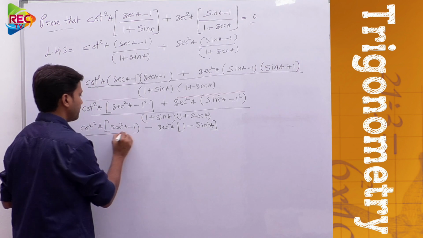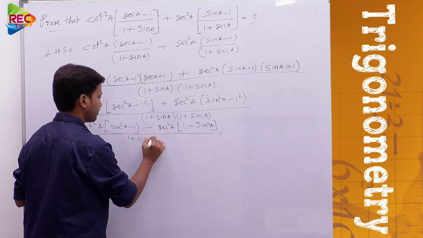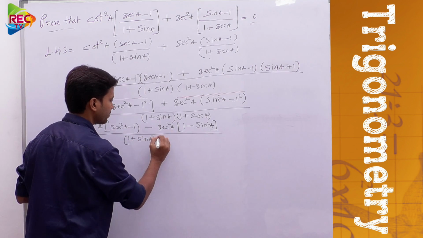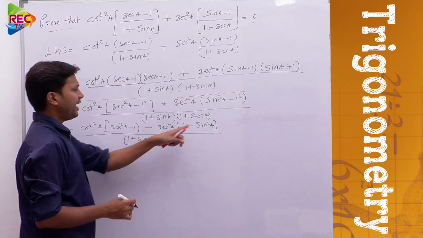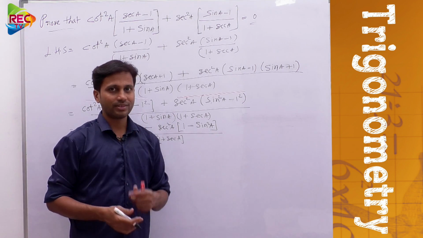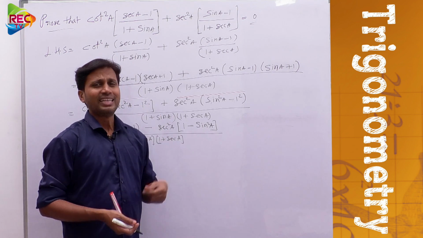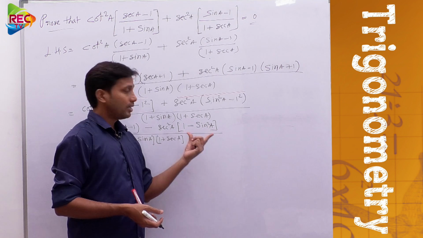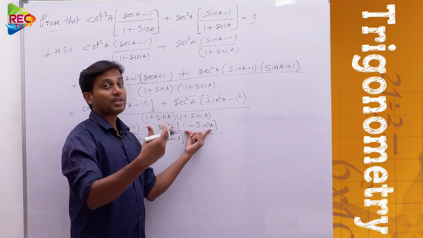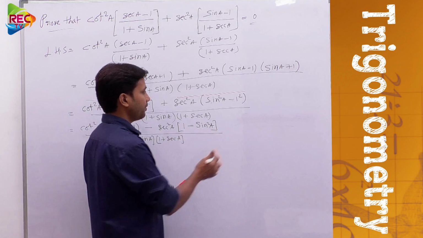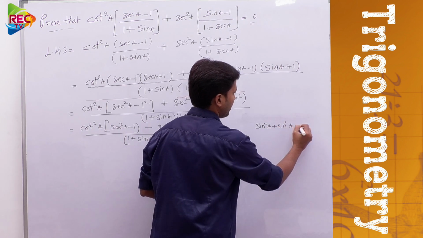Okay, by 1 plus sin A into 1 plus secant A. Why did I take minus in common? You might have a question in your mind about why I took minus in common. Just to set this expression in the form of sin square A plus cos square A. That's all. Sin square A plus cos square A is equal to 1.